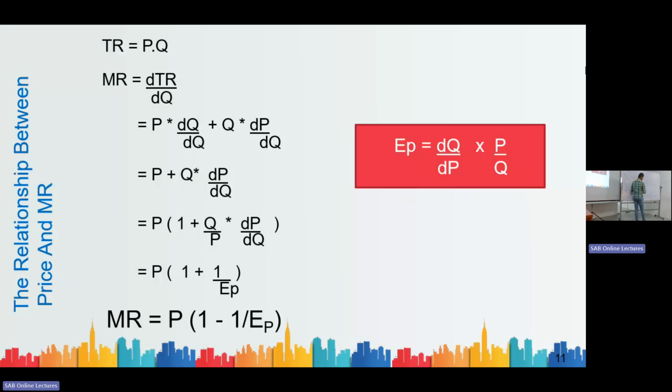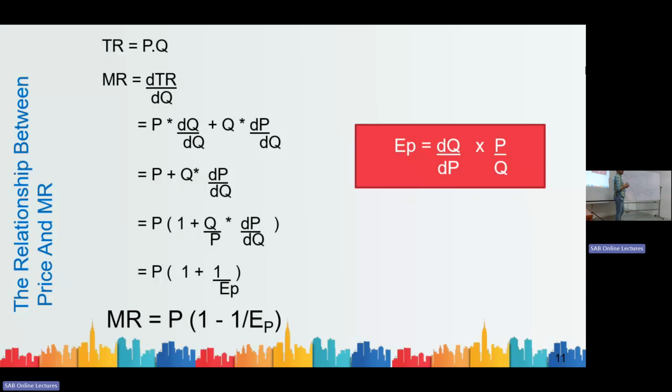That was the conclusion we got before. When the demand is price elastic, marginal revenue is always positive. And also when price decreases, total revenue increases. That's what happens here. When the demand is price elastic as a whole, when price reduces, total revenue increases.